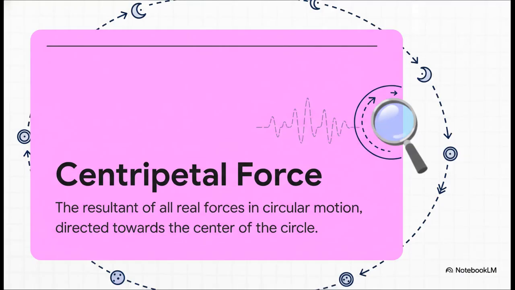Think about it. For something to turn, you need a force pulling it towards the center of that turn. We give that force a special name, centripetal force. This is the force that's constantly yanking the object inward, stopping it from just flying off in a straight line, which is what its inertia really wants it to do.